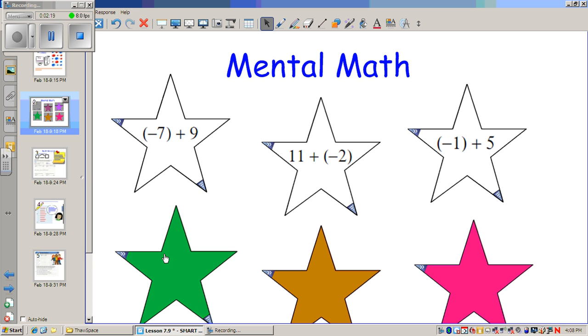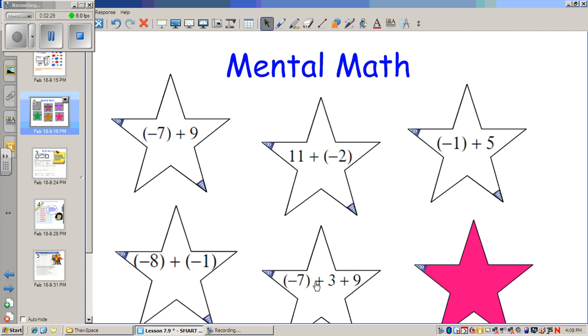Next problem. And actually, we're doing these together. So I did the first 3 with you, and I want you to do the last 3 on your own. So we have negative 8 plus negative 1. We have negative 7 plus 3 plus 9. And again, our last one is negative 8 plus negative 5.